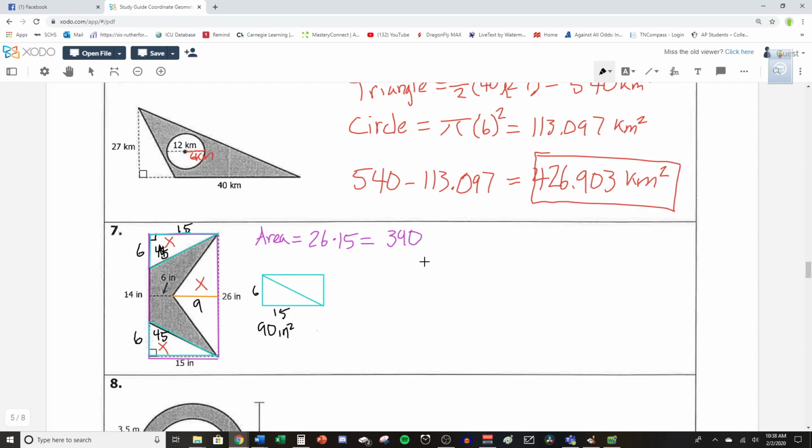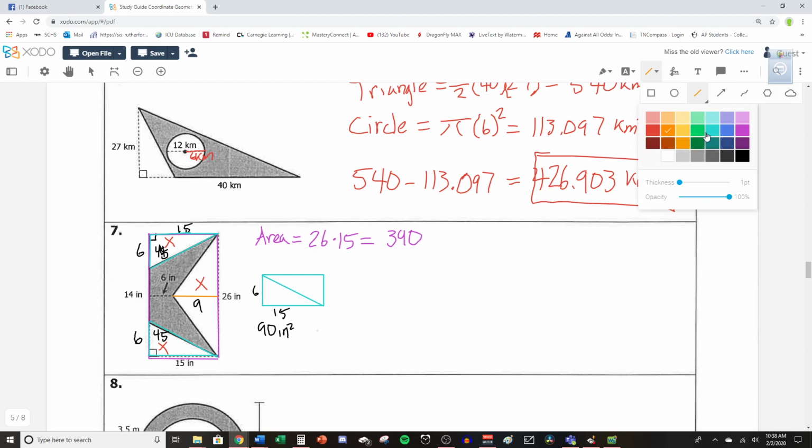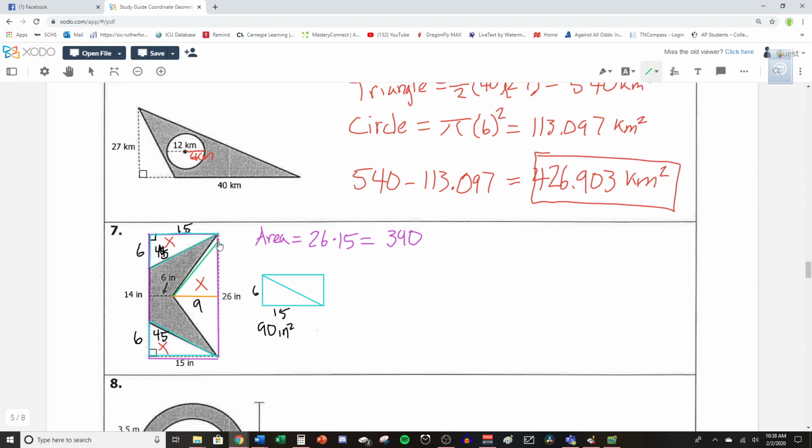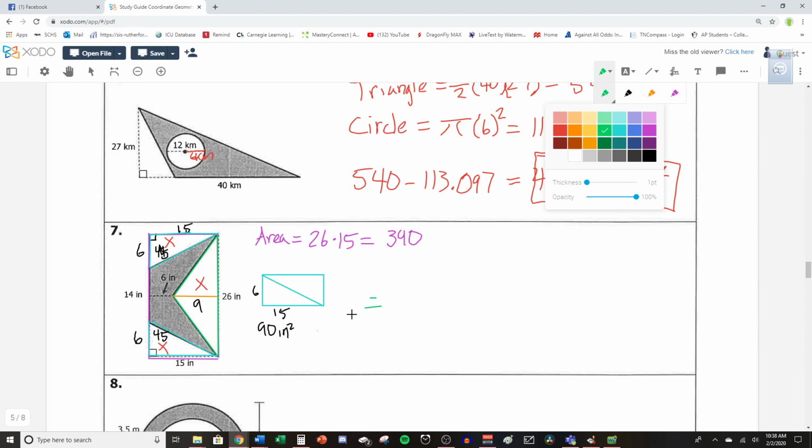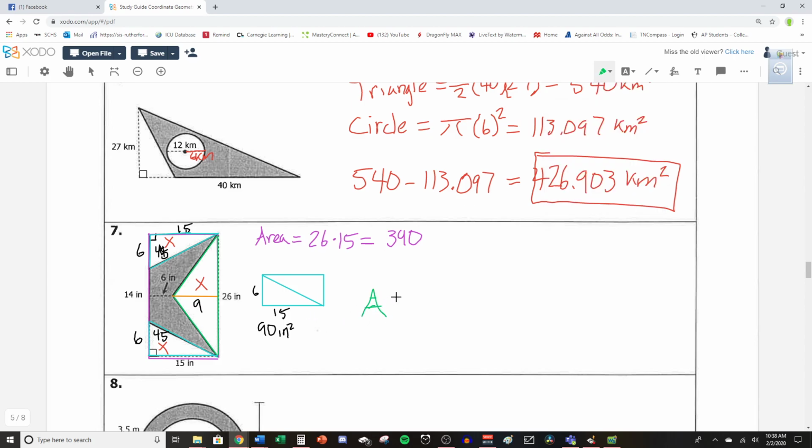Using the area of a triangle, and let me draw this one as green. So this overall triangle area, oops, let me change this to green. So area of a triangle is 1/2 base times height. So we get 1/2 times base, which is 26. That's this 26 here, the whole base of it, times the height, which is 9.